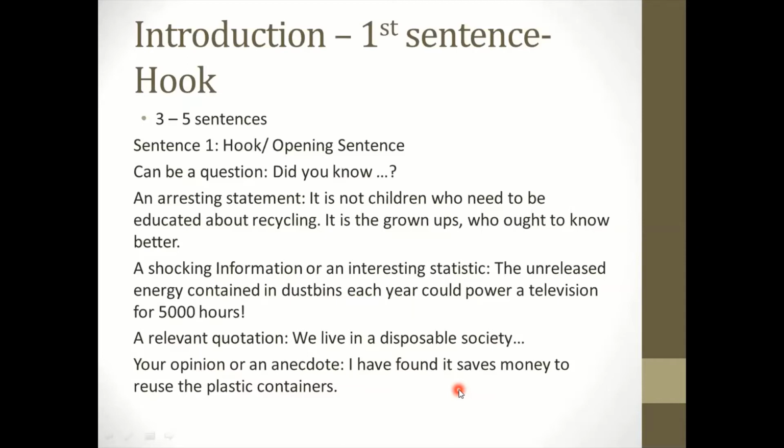So you see, when you are writing an introduction, we are talking about how to chalk out your introduction beautifully in 3 to 5 sentences. The first sentence can be any one of these that you have seen here.